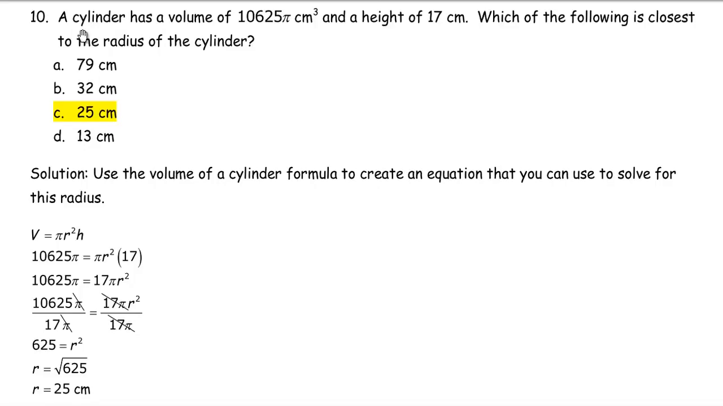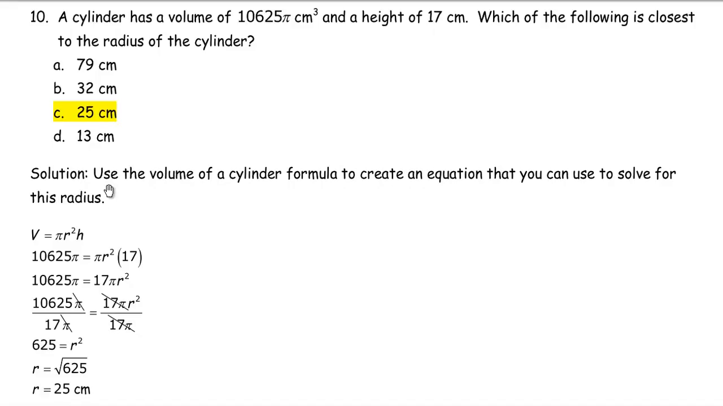Question number 10. A cylinder has a volume of 10,625 pi cubic centimeters and a height of 17 centimeters. Which of the following is closest to the radius of the cylinder? So we're being asked to find the radius given this volume and this height.